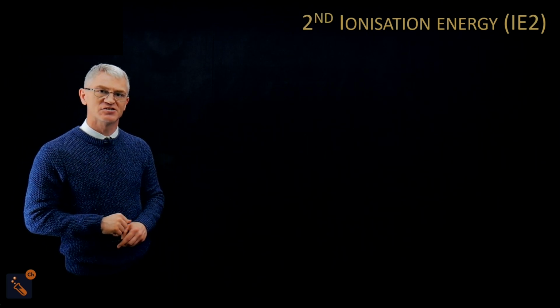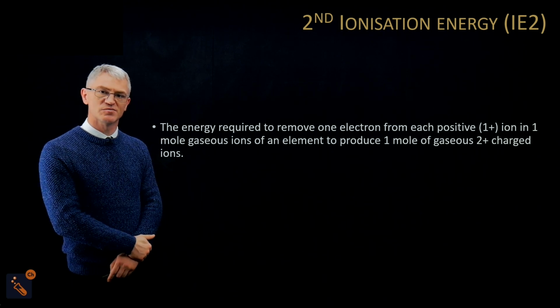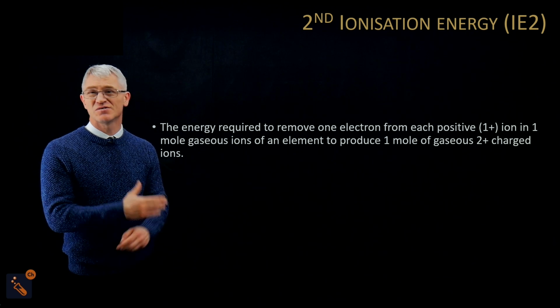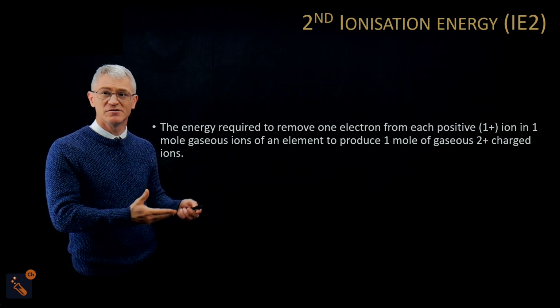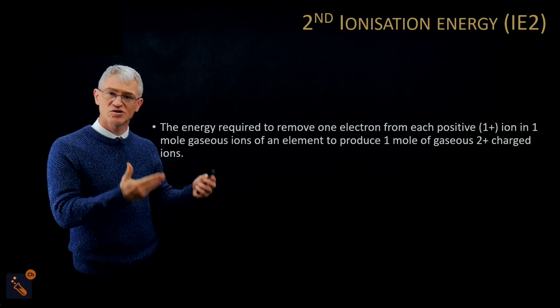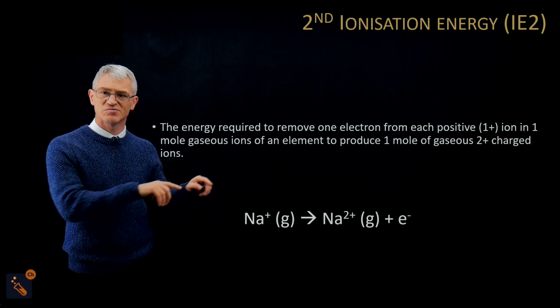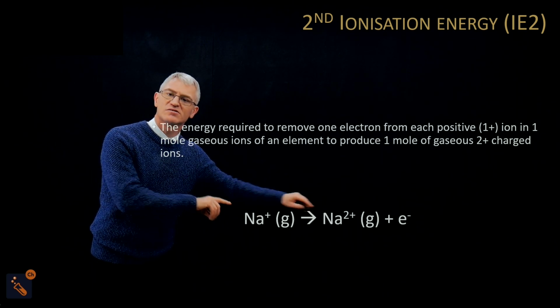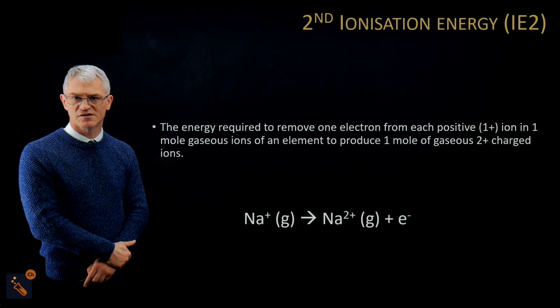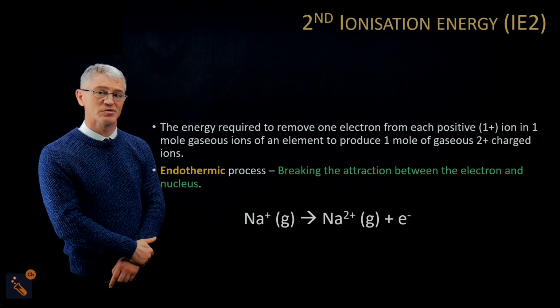Now, second ionization energy, i.e. IE2. Energy required to remove one electron from each positive ion. So this time we're doing the same thing, but with a positive ion, in 1 mole of gaseous ions of an element to produce 1 mole of gaseous 2+ ions. So we're changing it from 1+ to 2+. Still removing only 1 electron, really important, and it is an endothermic process.